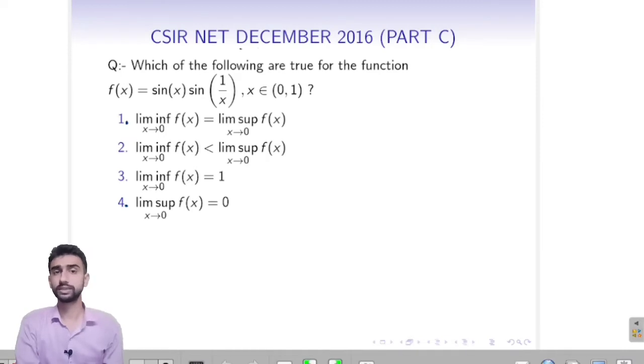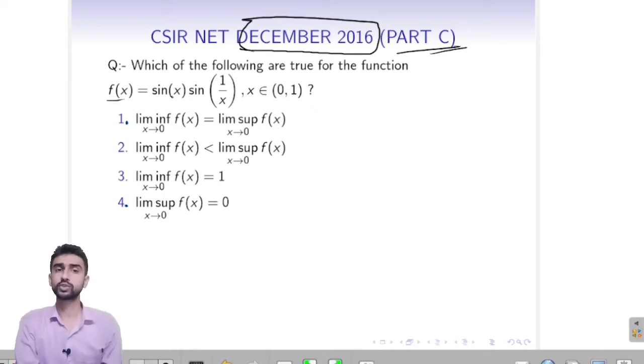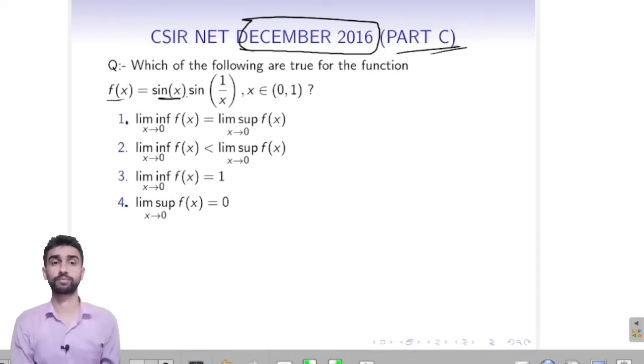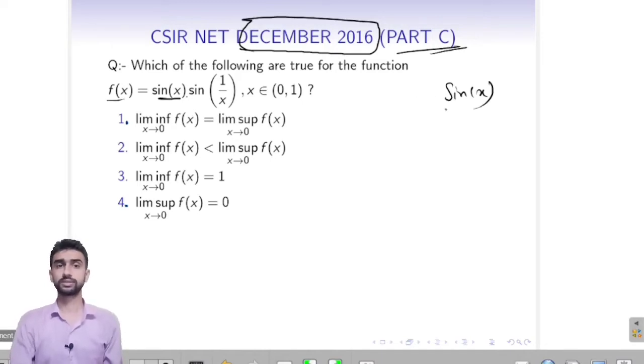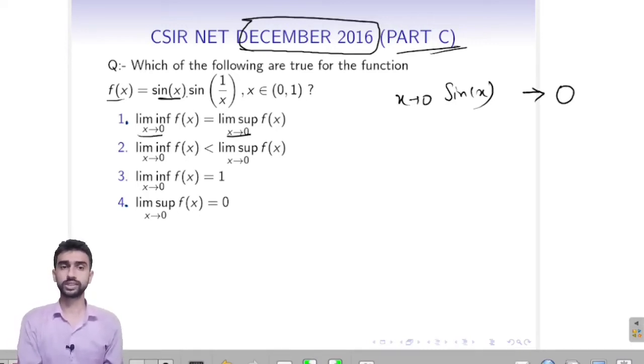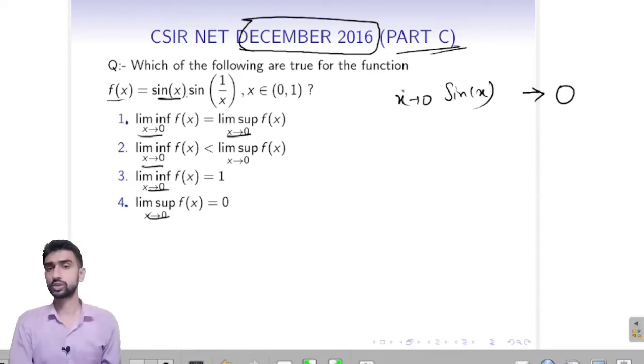Next, there was a question in December 2016, again a Part C question. It says fx equals sin x multiplied by sin 1 by x, where x belongs to (0, 1). Which one of these is true? We know about sin x, right? As x tends to 0, it goes to 0, because it is talking about x tends to 0 everywhere. So if x tends to 0, sine goes to 0, and sin 1 by x is bounded.